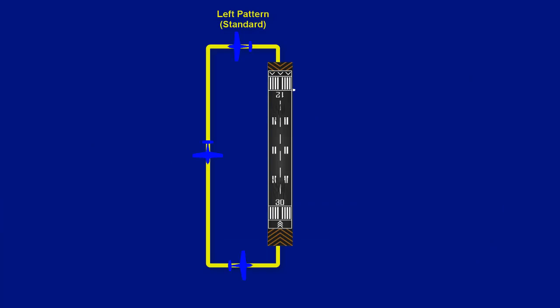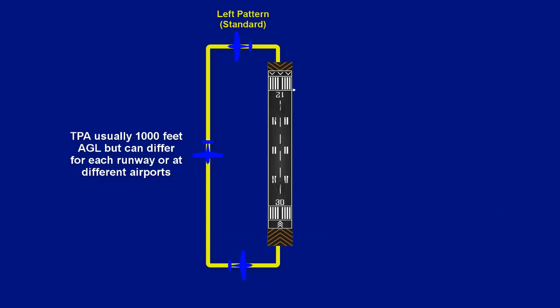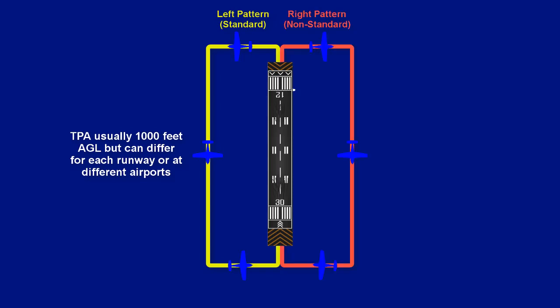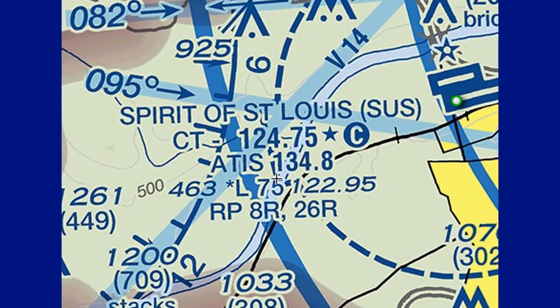The left pattern is considered the standard pattern and is normally about 1,000 feet above ground level unless indicated otherwise. The non-standard pattern is the right traffic pattern. To see if the pattern is right traffic, look at the chart supplement or a sectional chart which will have RP with the runway number after it.